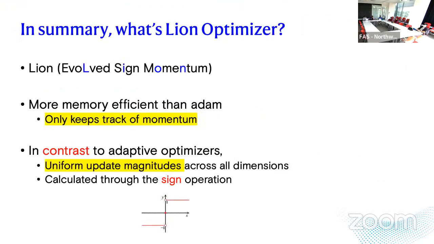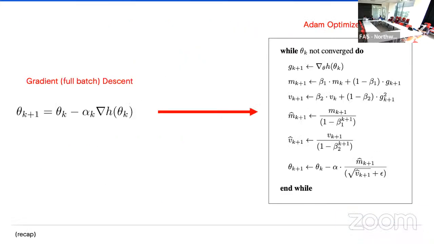Compared to that, this method keeps only the momentum, and rather than adaptive learning rates for all the dimensions, this method has uniform magnitudes. This seems somewhat unintuitive compared to 2015-2016, when people came up with adaptive methods so that we could have different learning rates for different parameters. But let's get into how this can be helpful.